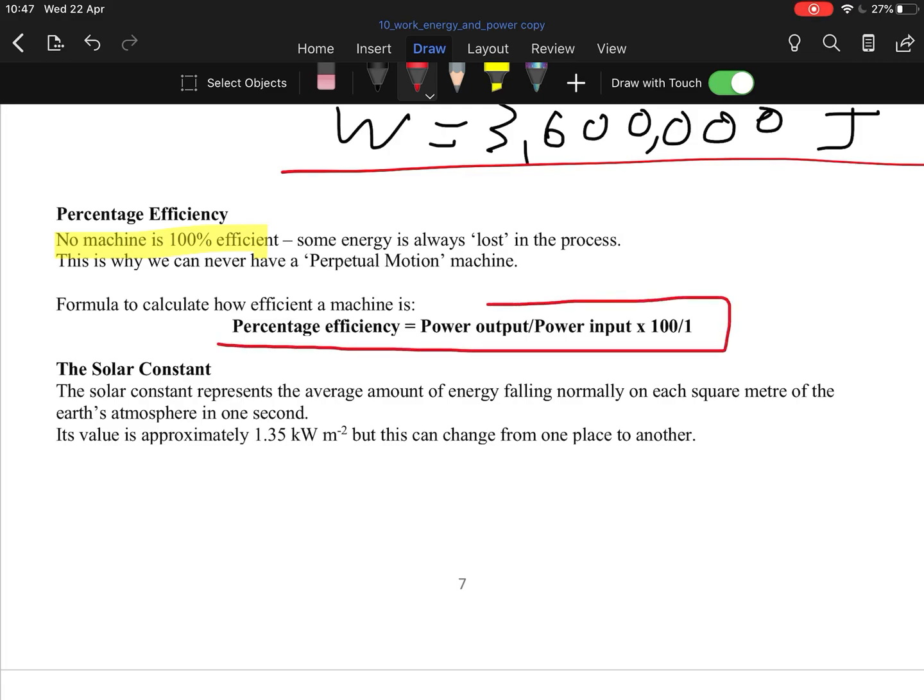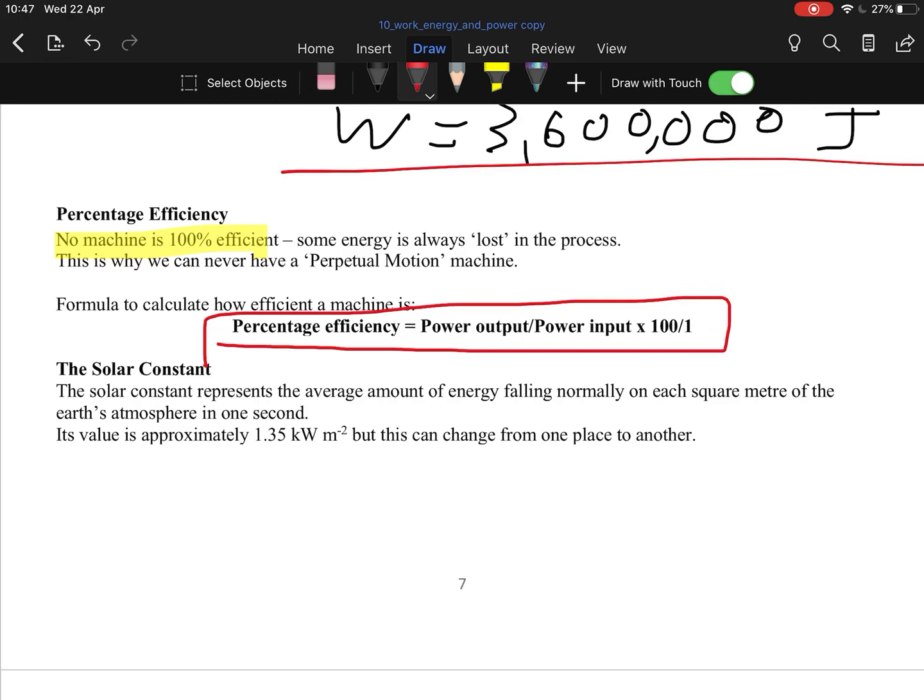So the equation to get this percentage efficiency is your output divided by your input multiplied by 100. That's basically it. How efficient are you? What did you put in? What did you put out? So the output divided by the input multiplied by 100. That's it.